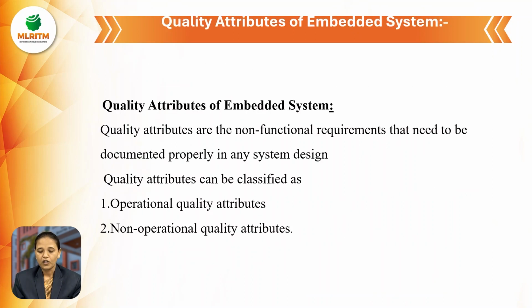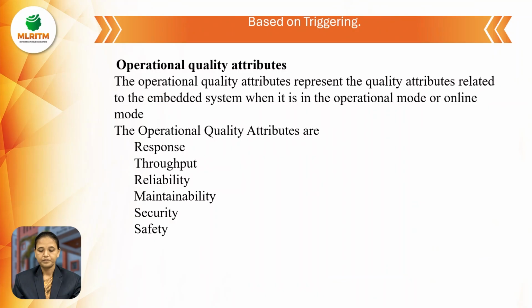And the next one is quality attributes of embedded systems. Quality attributes of embedded systems are of two types. One is operational and the second one is non-operational. Quality attributes need to be documented properly in any system design. Generally, quality attributes indicate non-operational requirements that need to be documented properly in any system design. There are two types: one is the operational quality attribute and the second one is the non-operational quality attribute.